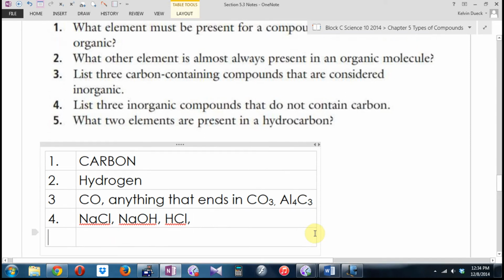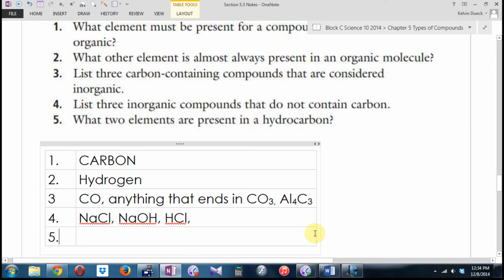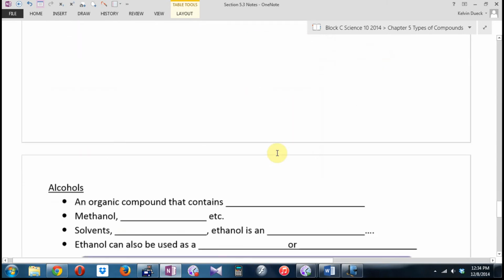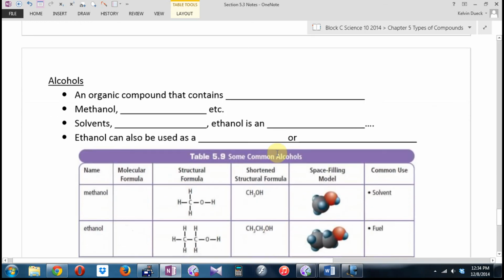Oh, and then hopefully easy marks. What 2 elements are present in a hydrocarbon? H and C, C and H. You know what? Let's go C first because that's how I wrote. Because in the word carbon, C appears, and in hydrocarbon, C appears first, H appears next. Okay. Yeah, turn the page. Alcohol.